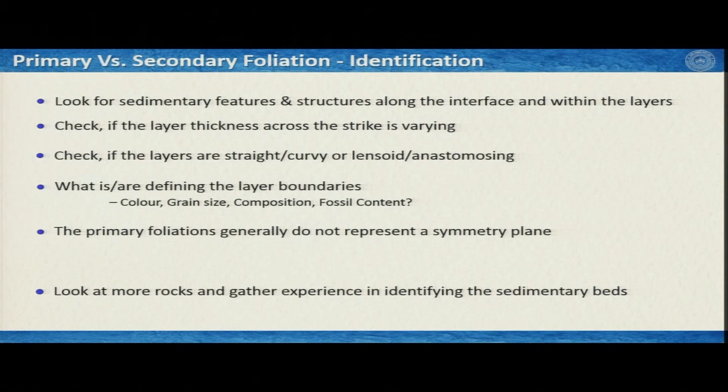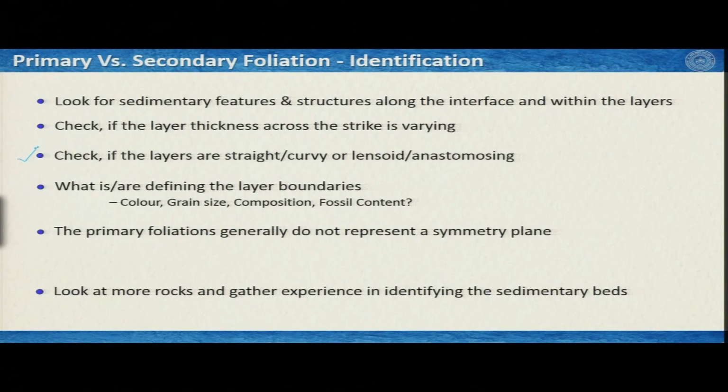Now, if the layer thickness varies across the foliation plane that you have identified, but you could not identify whether it is primary or secondary: sometimes in sedimentary layers the layer thickness does vary consistently, but in secondary foliations, if it is in a low grade rock, the layer thicknesses or the foliation spacings do not vary largely.